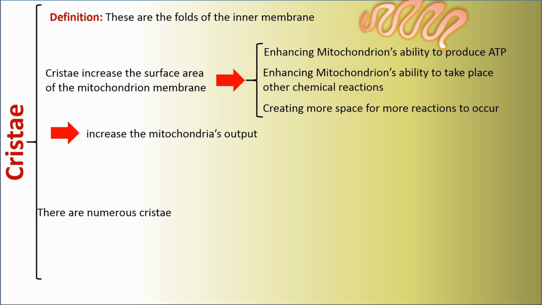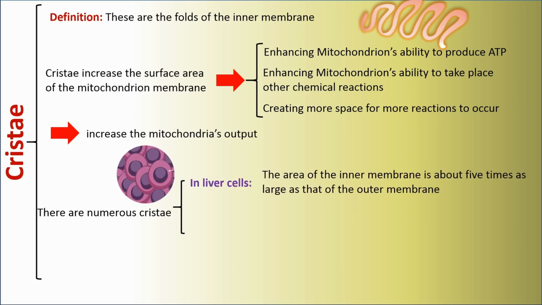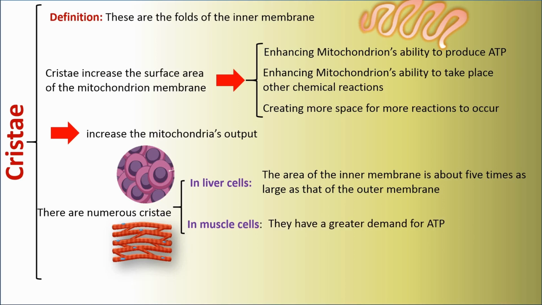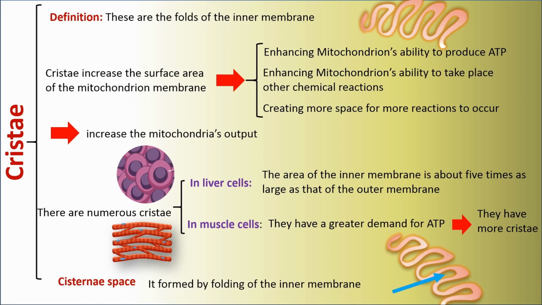There are numerous cristae. In liver cells, the area of the inner membrane is about 5 times as large as that of the outer membrane. In muscle cells, they have a greater demand for ATP, so they have more cristae. Cristernal space is formed by folding of the inner membrane.